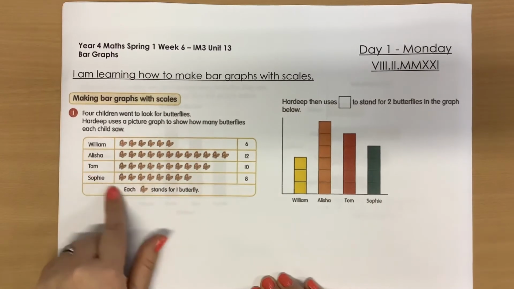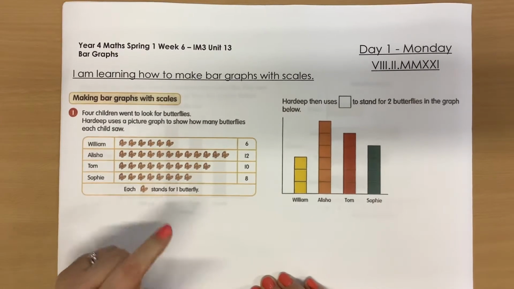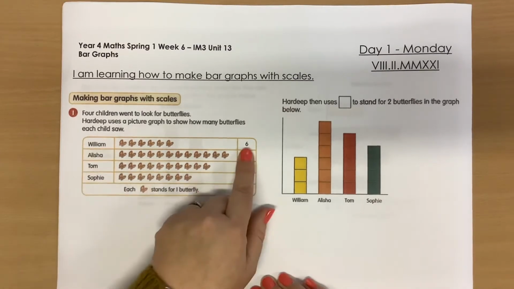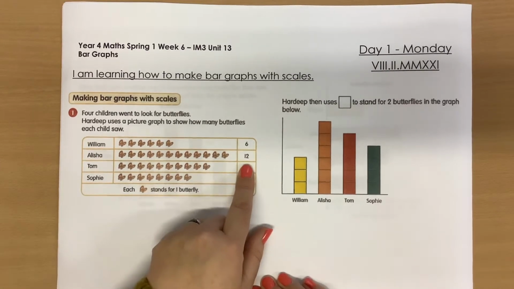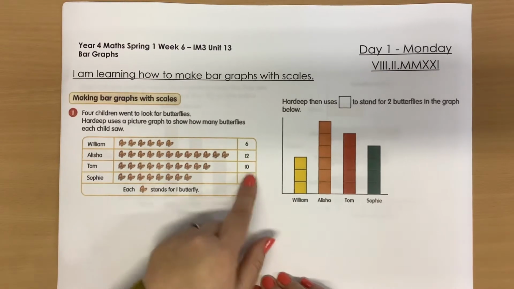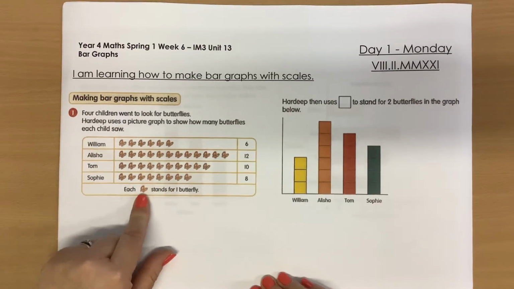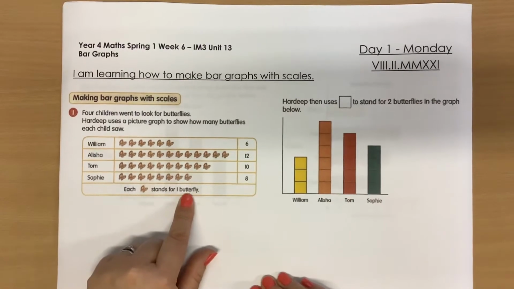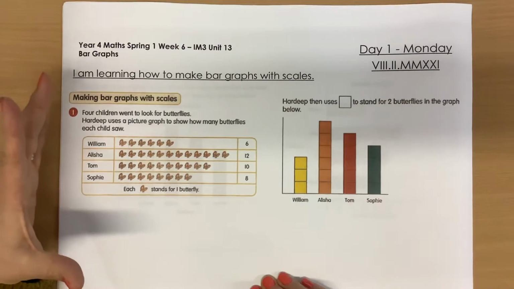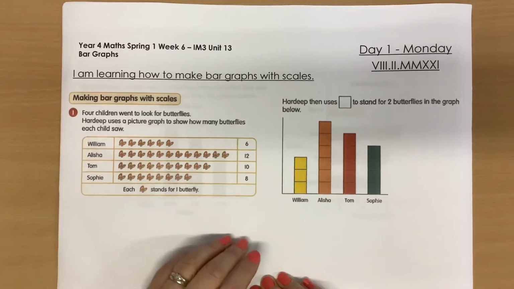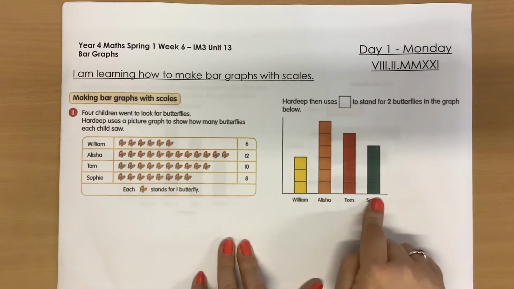Now, a picture graph is a great way to show data. However, if William had spotted 106 butterflies and Alicia had spotted 112 butterflies, etc., then it would be quite difficult to represent that with each picture of a butterfly standing for 1 butterfly. It would be a massive picture graph and it would take quite a while to represent. So we can look at bar graphs.